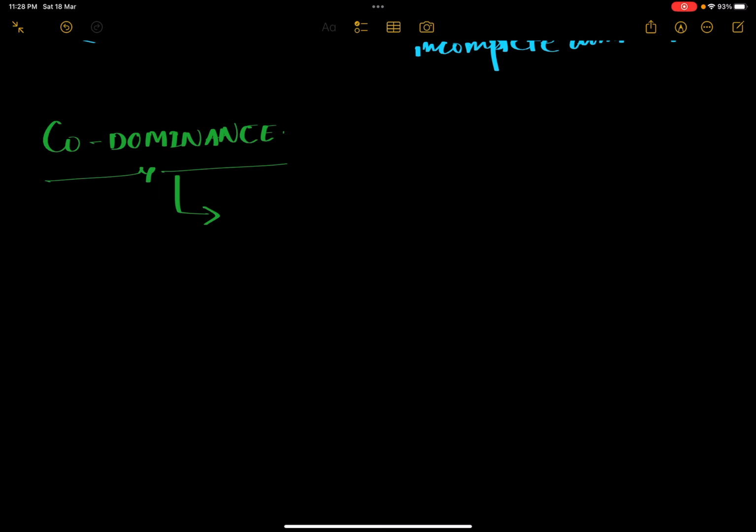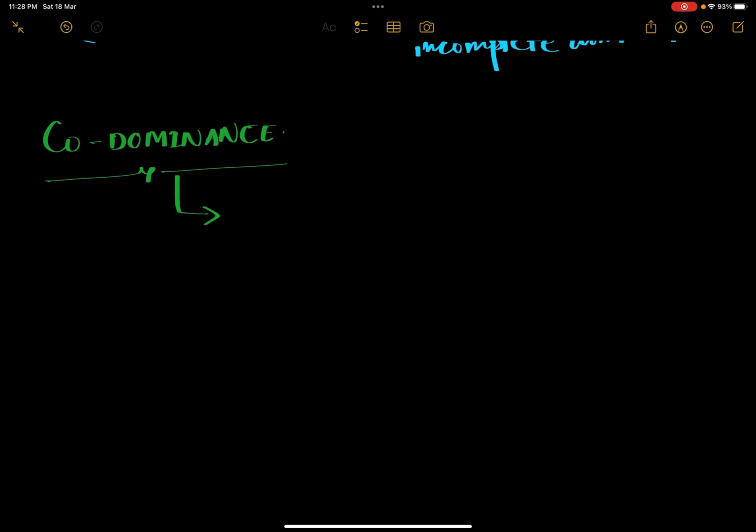Incomplete dominance, I hope you remember, is where the dominant part was not fully dominant. So that is why it was called incomplete dominance. But codominance is a totally different phenomenon from incomplete dominance. Codominance is a phenomenon where both the dominant alleles are being represented and the certain phenotype will be visible.